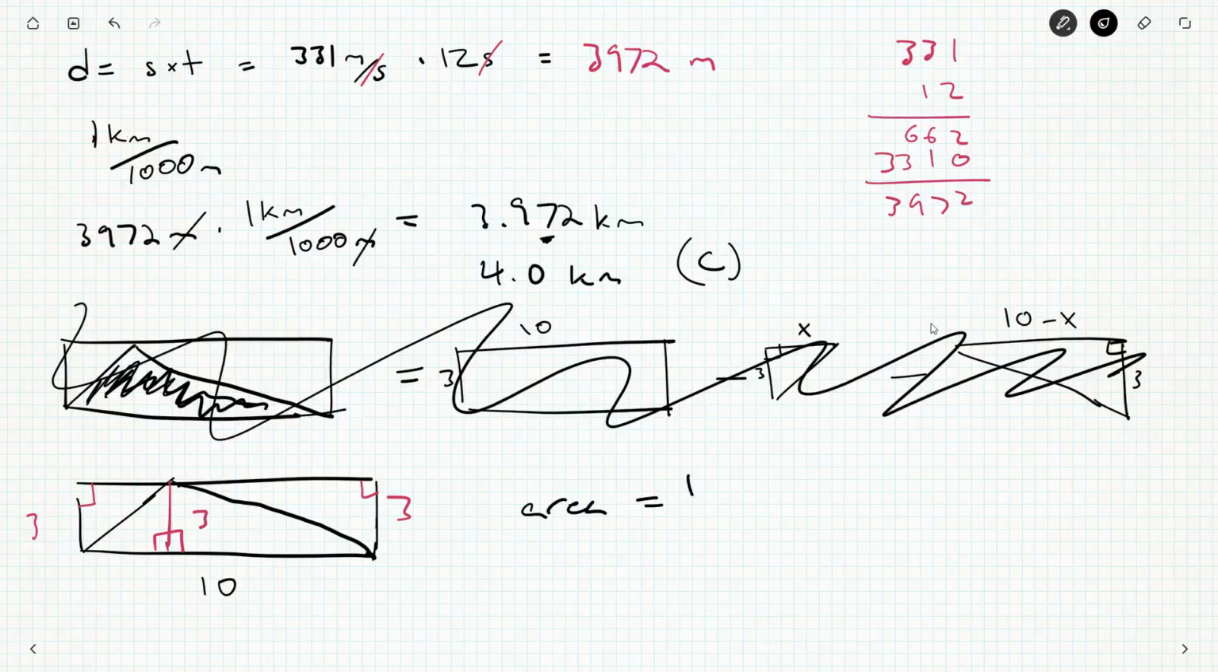And we want the area of this triangle, so that's going to be 1/2 base times height. 10 divided by 2 is 5, times 3, 15. And 15 is going to be our final answer.